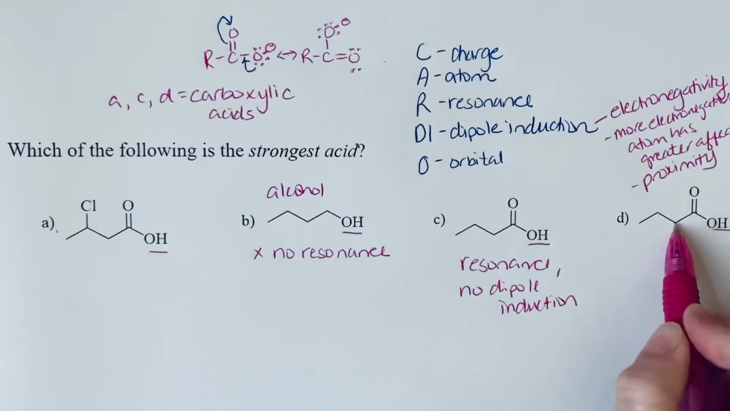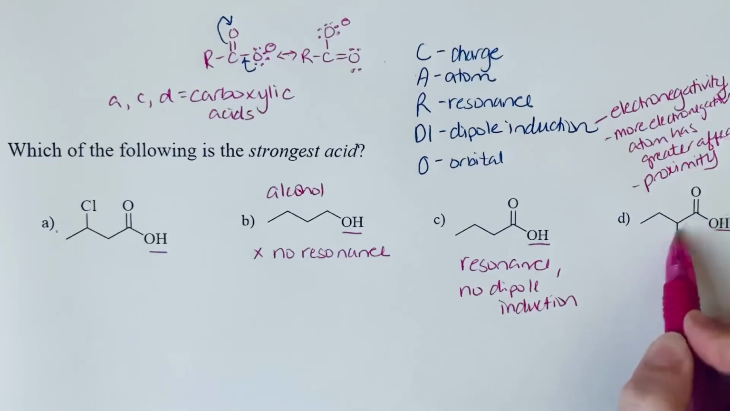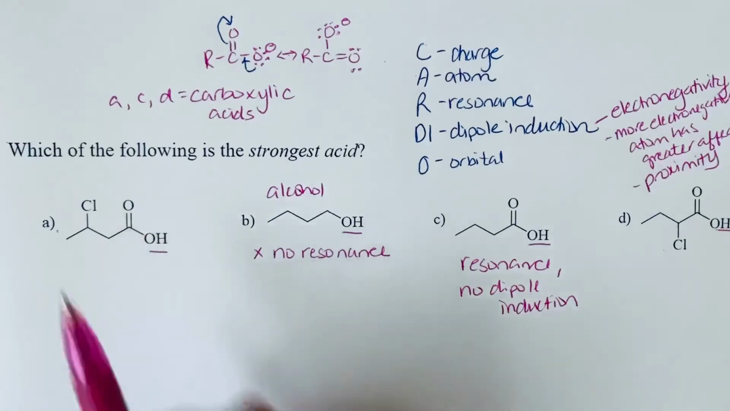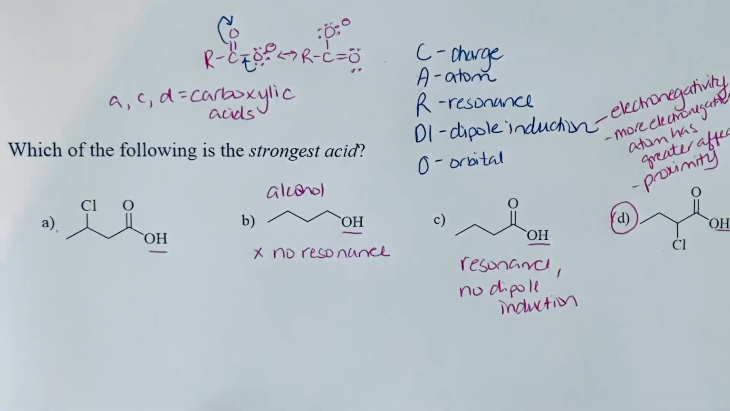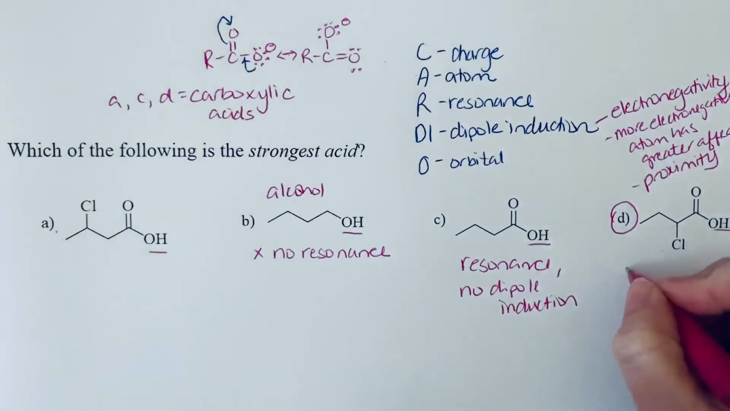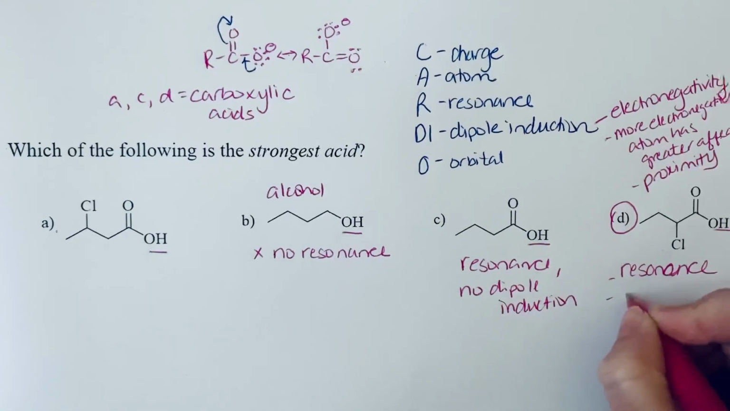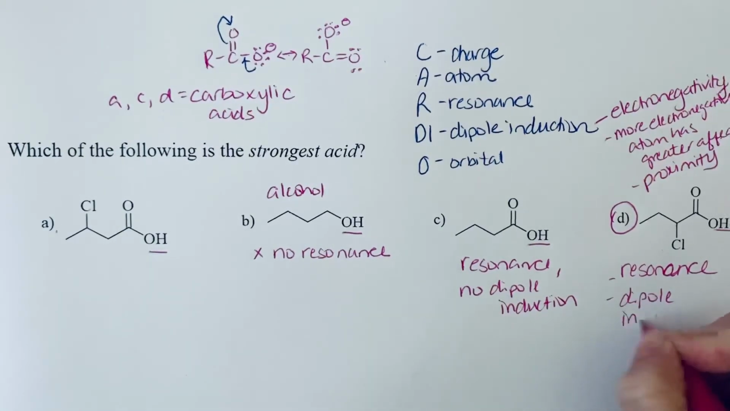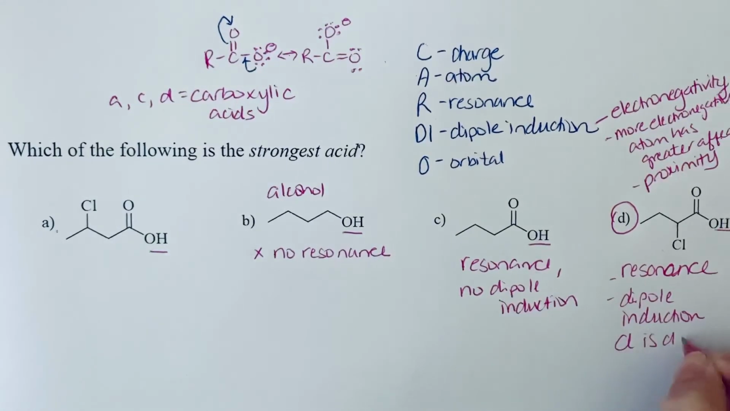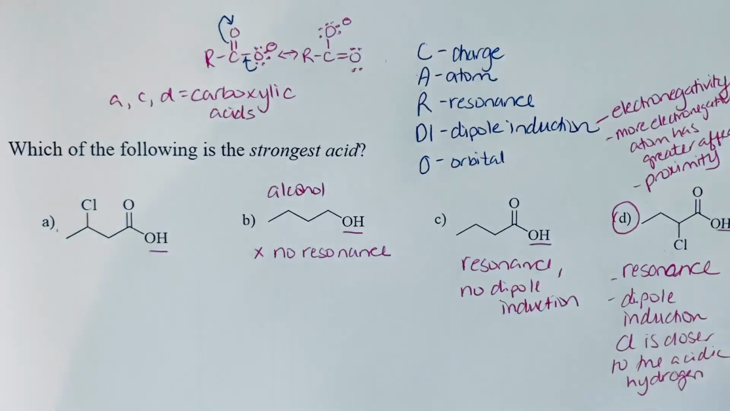We can see here it's on the next carbon. On D, it's right next to that carboxylic acid. And on A, it's two carbon atoms away. And so that's what makes D the stronger acid. So it has resonance, and then in terms of dipole induction, the chlorine is closer to the acidic hydrogen, which means that it can pull more on the electron density of that anion once it's formed.